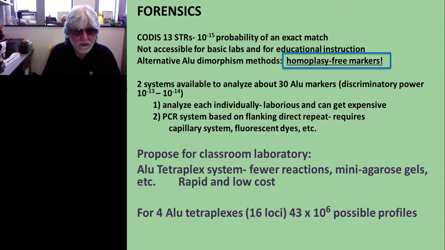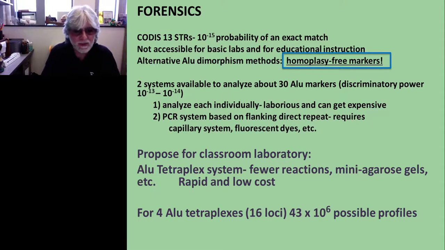There are a couple of systems where you can analyze 30 markers at once and get close to the discriminatory power of CODIS. One would be to analyze each one of them individually, which is quite laborious and can be expensive. And there's a system out there that's pretty cool, based on flanking direct repeats, but requires the capillary system and fluorescent dyes, so it's not the best tool for an undergraduate classroom, although it's a really good tool.